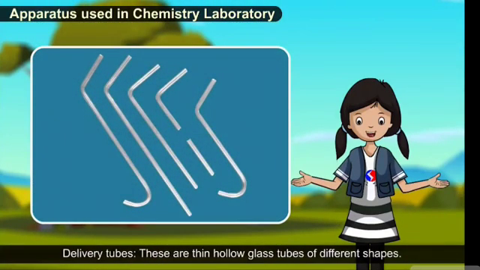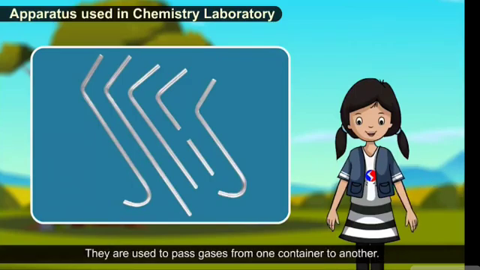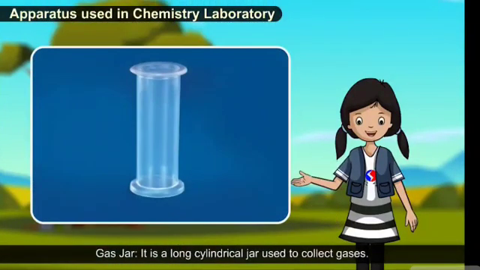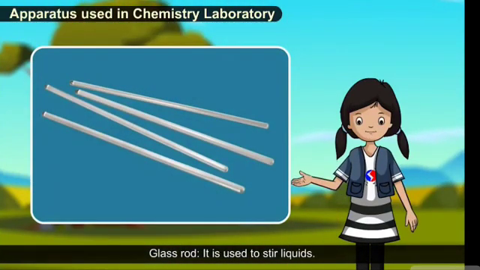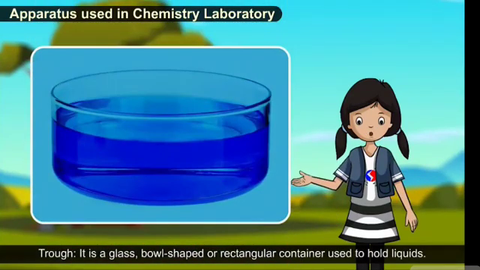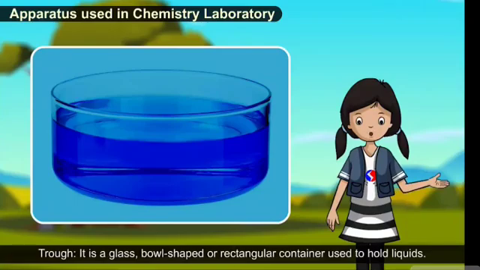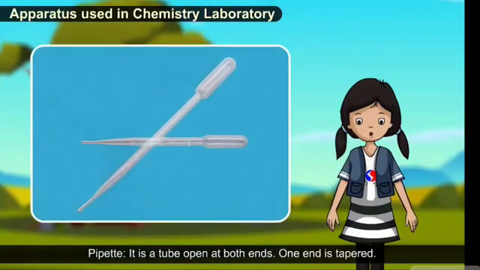Delivery tubes. These are thin hollow glass tubes of different shapes. They are used to pass gases from one container to another. Glass jar. It is a long cylindrical jar used to collect gases. Glass rod. It is used to stir liquids. Trough. It is a glass, bowl-shaped or rectangle container used to hold liquids.